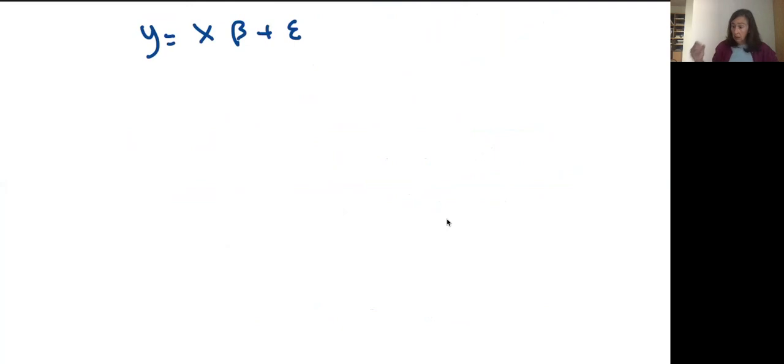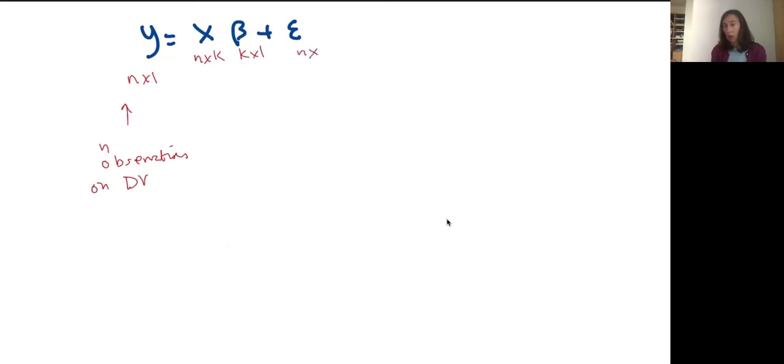So the regression model in matrix form here is an n×1 vector of observations on the dependent variable, the thing that we think is being affected by the other things. And so that's one side of the regression equation. Then we have an n×k X matrix multiplying a k×1 beta vector. And then we add to that the n×1 vector of random errors.